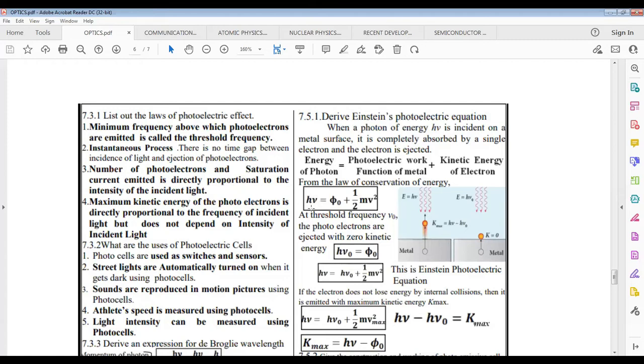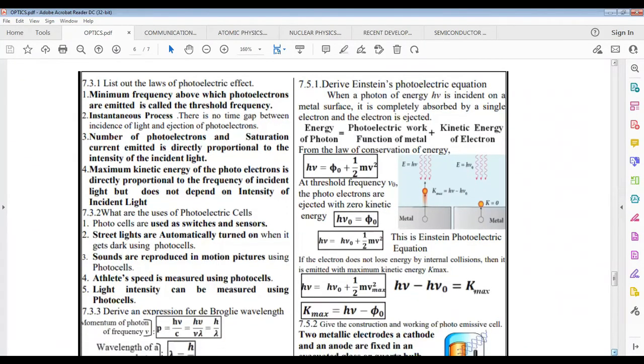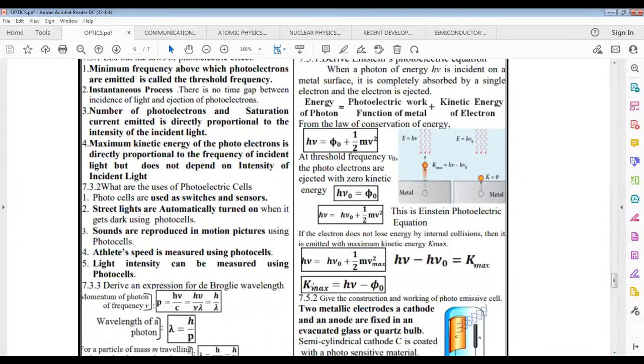So the total energy is E is equal to h nu. H nu is divided into two parts. One is the work function, denoted by phi zero, plus half m v square. This phi zero is replaced by h nu zero, where h is Planck's constant and nu zero is the threshold frequency. So h nu is equal to h nu zero plus half m v square. Taking h nu zero to the other side, h nu minus h nu zero is equal to kinetic energy maximum. This is the condition for maximum kinetic energy. So kinetic energy maximum is equal to h nu, the total energy, minus phi zero, the work function.